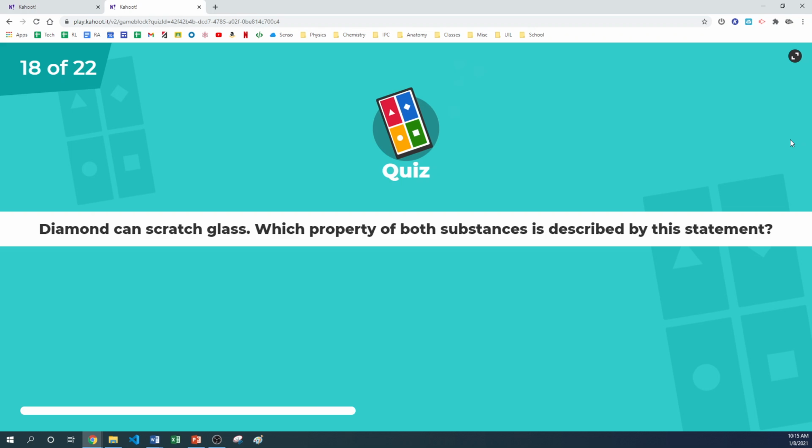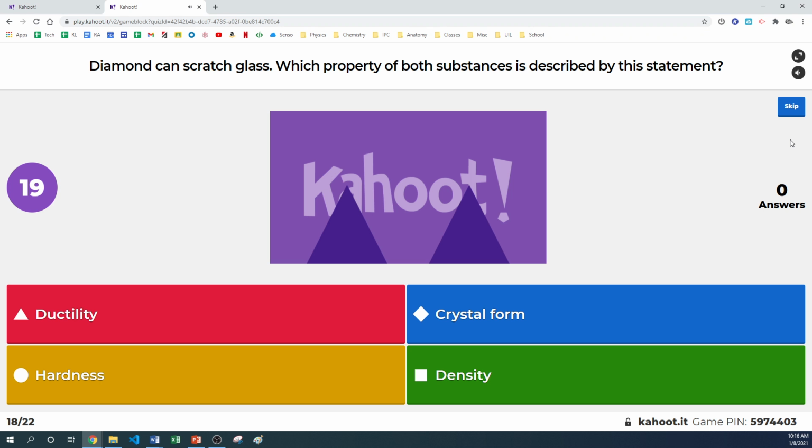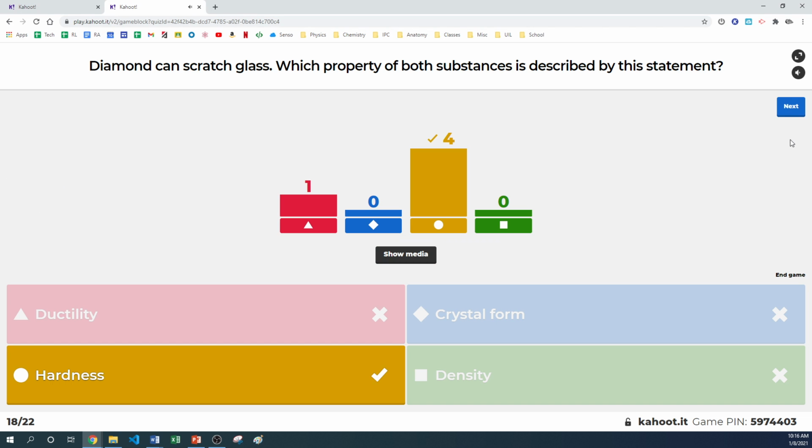Diamond can scratch glass. Which property of both substances is described in this statement? This is hardness. Hardness deals with the ability to scratch. Ductility is the ability to be drawn into a wire. If you can stretch something very easily, that's ductility.